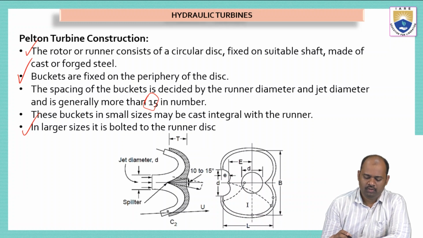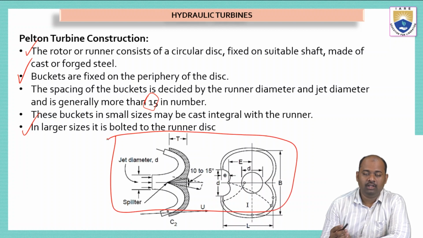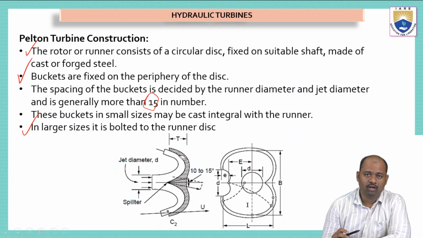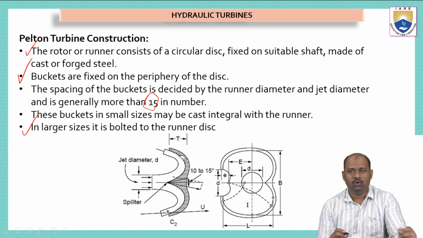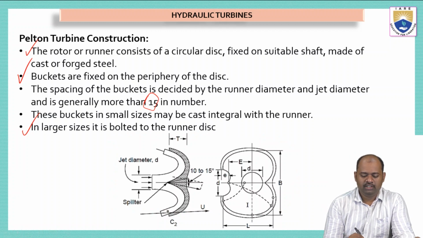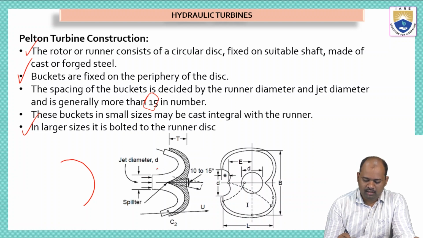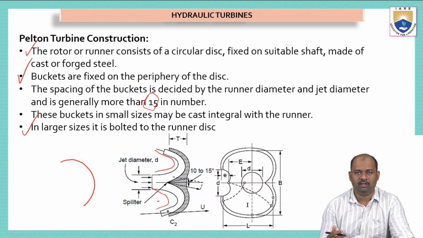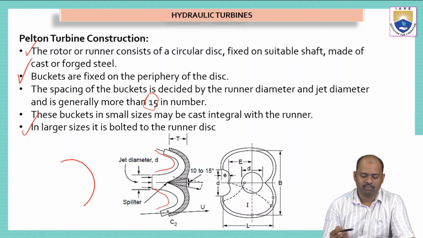Okay. In this diagram, we can see the cross-sectional view of the bucket. The bucket is not simply a curved shape structure, but it is very complex. It will have two curves, like this. This is one curve and this is another curve. Why do we have to place this kind of structure in a Pelton wheel turbine?